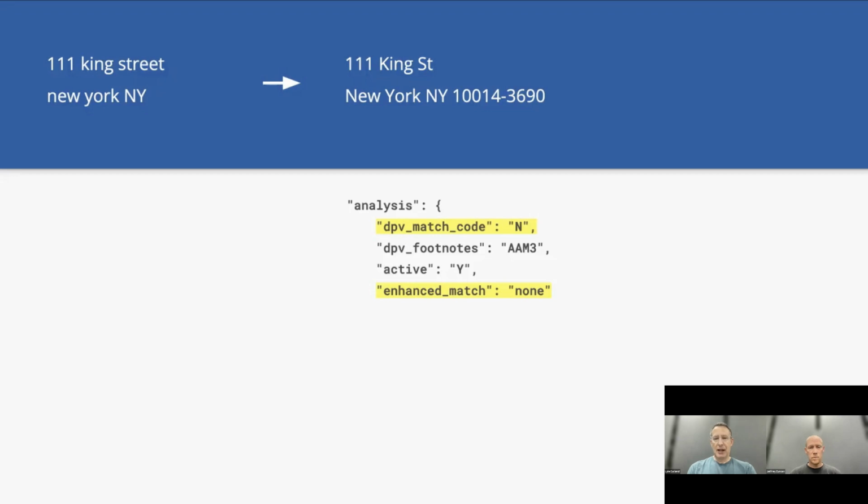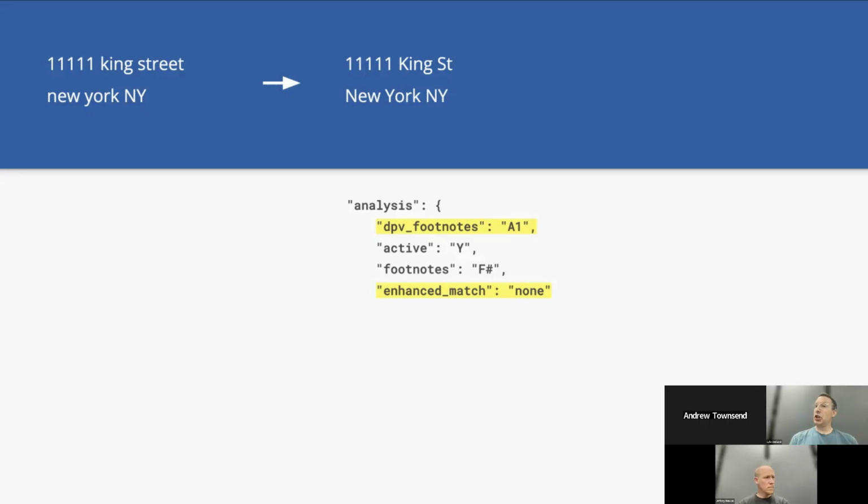Good. In this next example, the DPV match code field is absent. Notice the house number here. I just went extremely long with it, 11111 King Street. It's outside of any of the actual range of King Street. And in this case, the DPV match code doesn't even show up. The absence of the DPV match code in and of itself is just like a DPV match code of N, no match. You will also usually see a DPV footnote of A1, which means the same thing, invalid address, as far as the USPS is concerned.